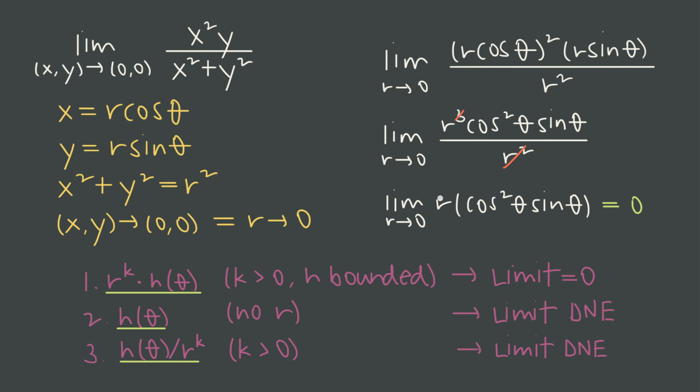Again, we had here r to the 1, so k was equal to 1, k was greater than 0, and h was bounded. This function h in terms of theta was bounded because cosine is squared here. That means cosine squared is going to oscillate between 0 and positive 1. So we have the value of cosine squared bounded between 0 and 1, the value of sine bounded between negative 1 and 1. And when you multiply those together, you're still going to get something that's always bounded between 0 and 1. So h is bounded, k was greater than 0, and our function was in this form, r to the k times h of theta. So the limit is 0.